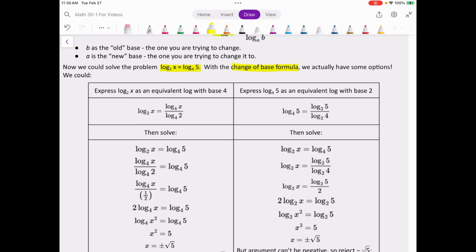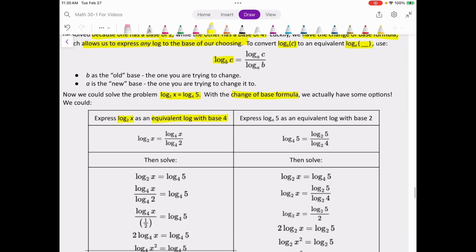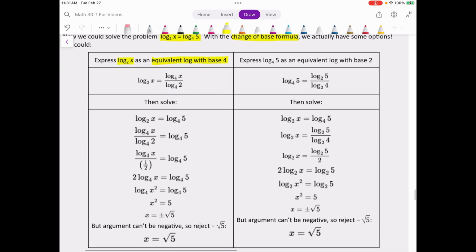Okay, so using our change of base formula here, two options. I could express log base 2 of x as an equivalent log with base 4. So all our change of base formula says, if I want to turn this to a log base 4 thing, I just have to take log base 4 of x over log base 4 of 2. And then we can solve using that change of base formula. So here's what I did. Log base 2 of x equals log base 4 of 5. Can't solve it like this because different bases, right?